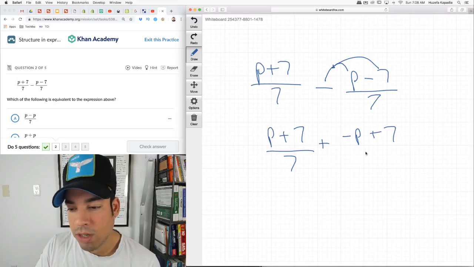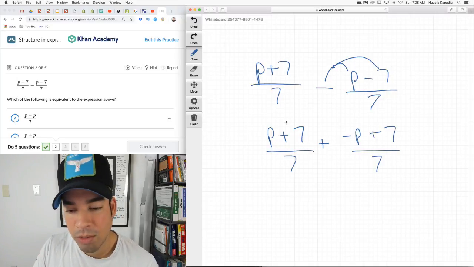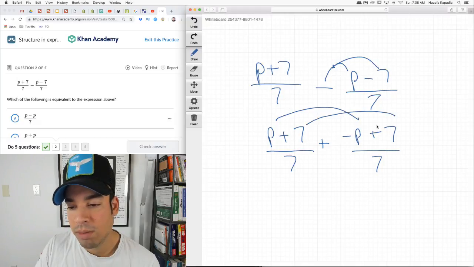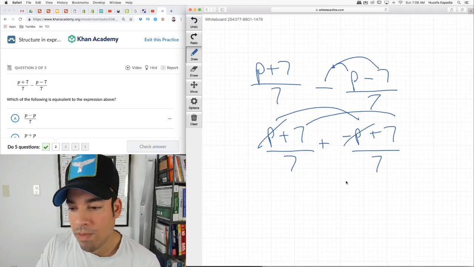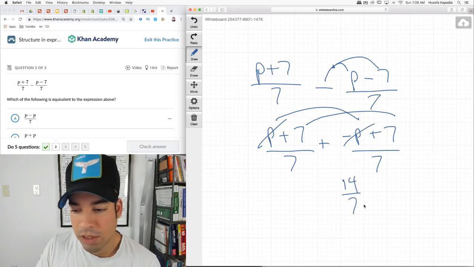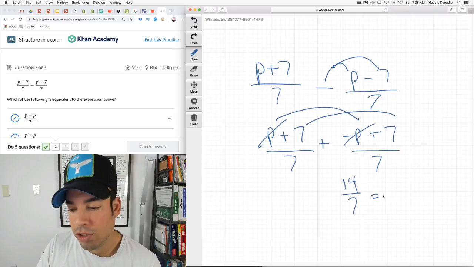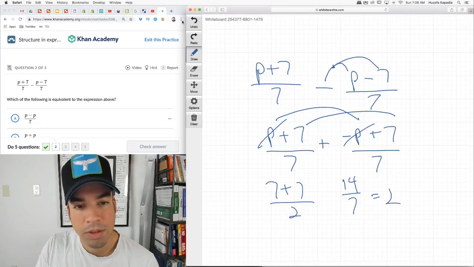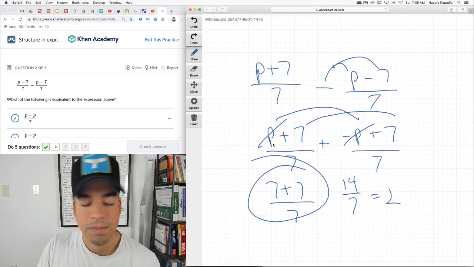And I want them both to have common denominators. Now we can just simply add the numerators. P plus negative P, 7 plus 7. The P's end up canceling out, and we just get 14 over 7, which is 2. But I think what they had in the answer was 7 plus 7 over 7.